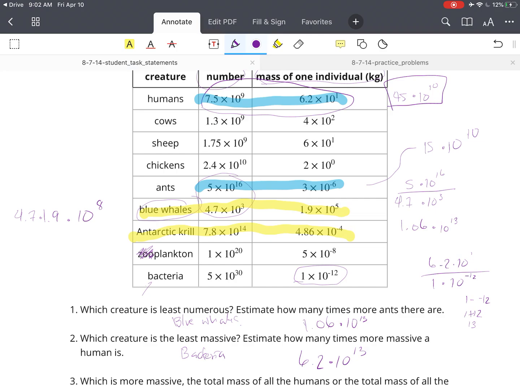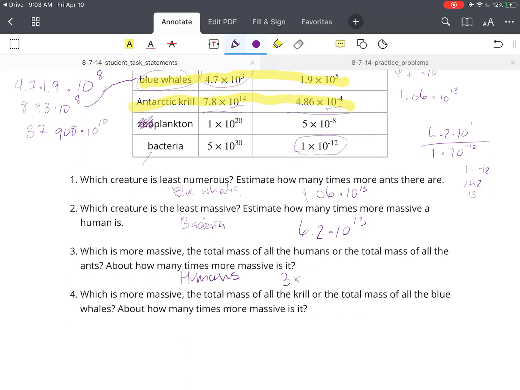4.7 times 1.9. That's 8.93 times 10 to the eighth. Yep, that's for the blue whales. And then we're going to do the same thing with the krill. 10 to the 14th and 10 to the negative 4th is going to be 10 to the 10th. And already I can tell that it's going to be bigger because there's already a bigger exponent. 7.8 times 4.86 is 37.908 times 10 to the 10th. So already we can tell that our Antarctic krill is bigger.